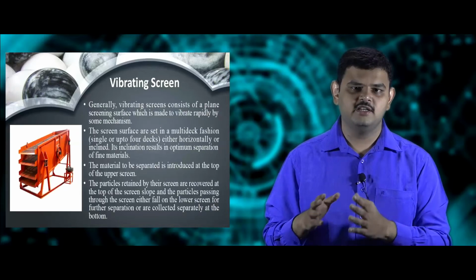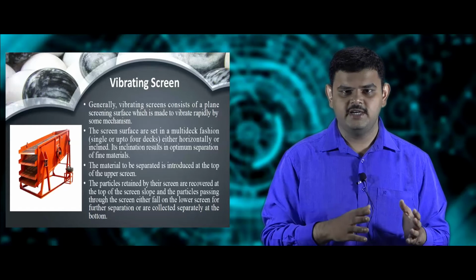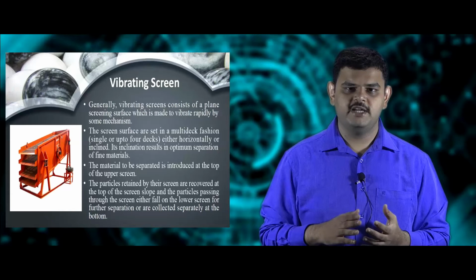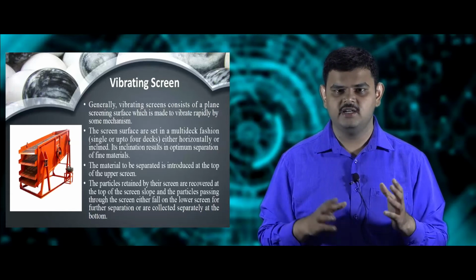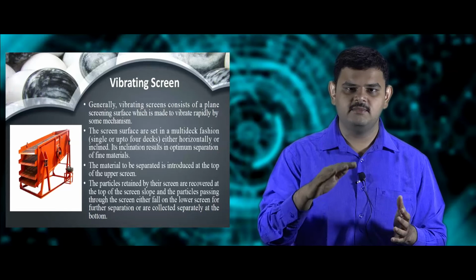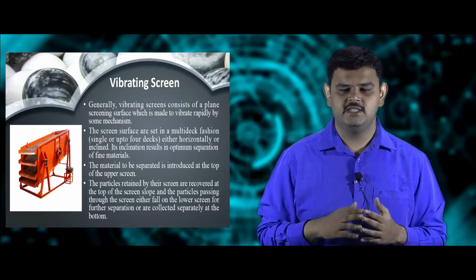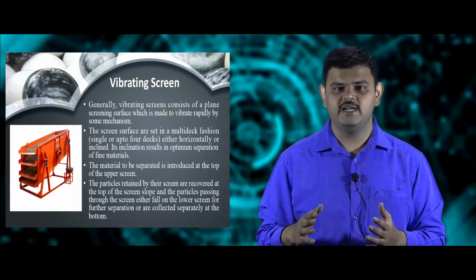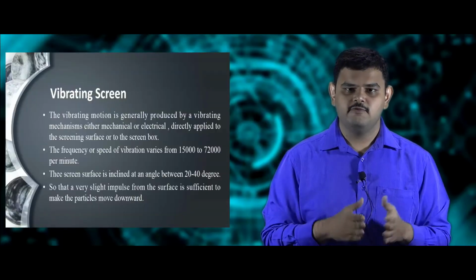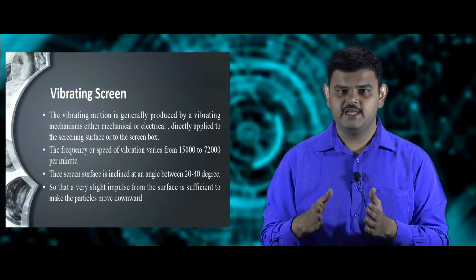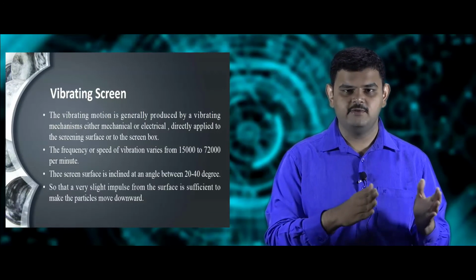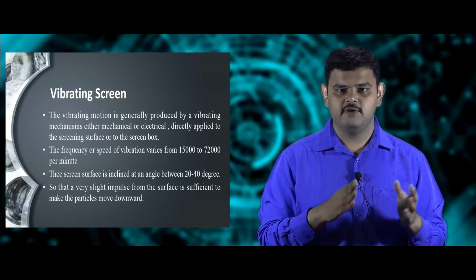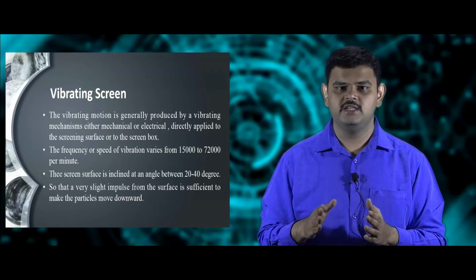Now we move on to the working of the vibratory screen. The vibratory screen is either horizontal or kept at an angle so that the vibratory motions are emitted by either mechanical or electrical forces, and there may be double or triple deck vibratory screens so that the different particle sizes are easily separated and can be collected at the overhead side. The vibratory screens are vibrated either mechanically or electrically at a frequency of 15,000 to 72,000 per minute. The vibratory screens are more efficient and can be used everywhere.